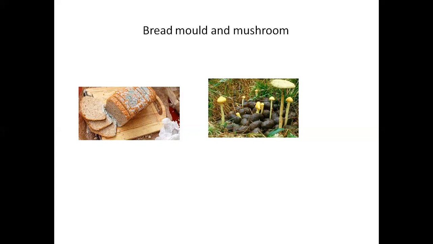Then here you can see mushroom. So this bread mold and mushroom come under a category called fungi. These are the best examples we can give for saprotrophs. Look at this. This is animal waste on which what has grown? Yes, mushroom.